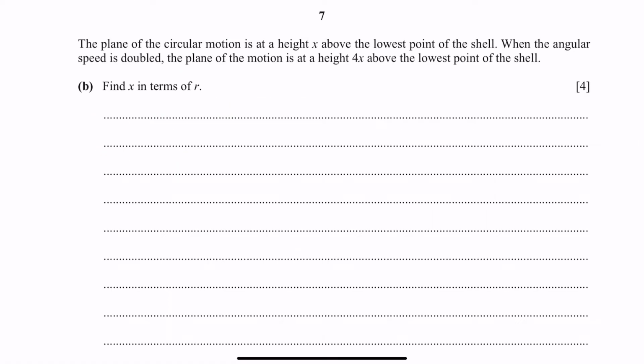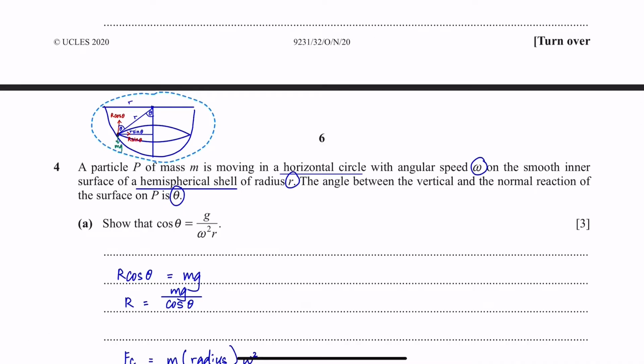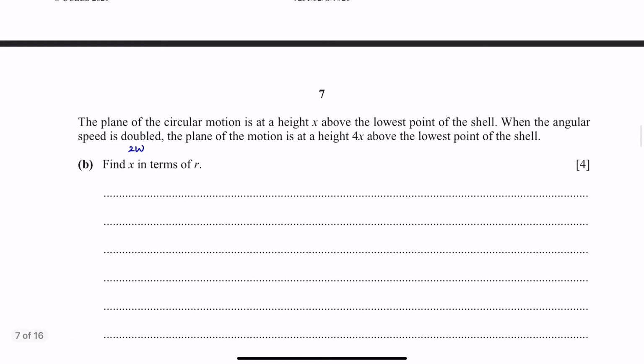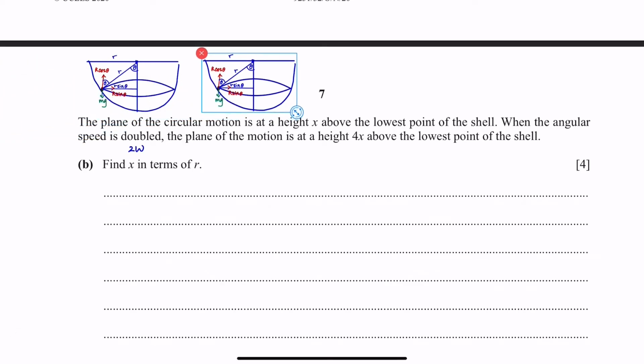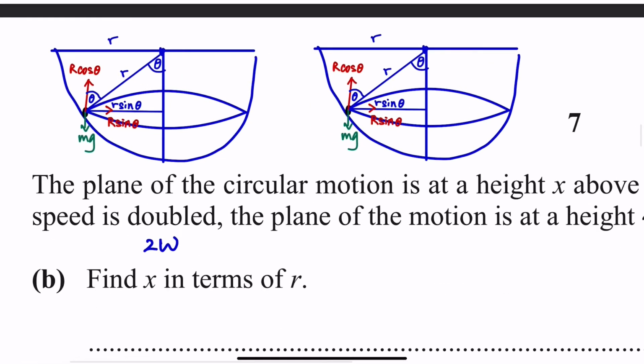Part B. The plane of the circular motion is at a height x above the lowest point of the shell. When the angular speed is doubled, so when it becomes 2 omega, the plane of the motion is at a height 4x above the lowest point of the shell. So now, this whole thing, let's copy it. Erase all the unnecessary things.